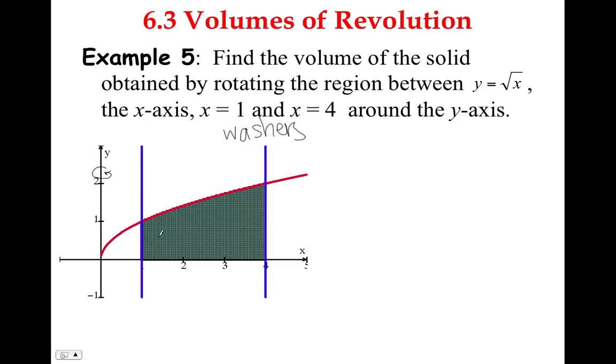And big R and little r are going to depend on where on this region I am. Do you see that right here, I'm going to have to split this, because big R here is the distance between 4 and the axis, and little r is the distance between 1 and the axis. Whereas up here, big R is still the distance between 4 and the axis, but little r is the distance between this curve and the axis. So I'm going to have two integrals here.